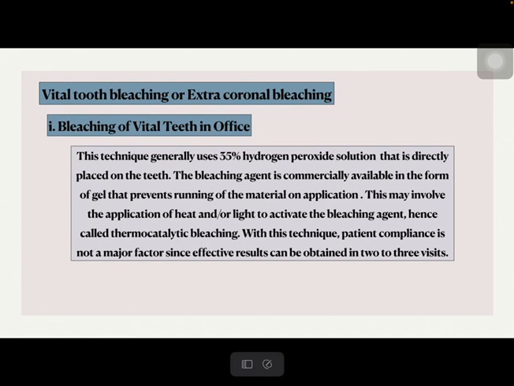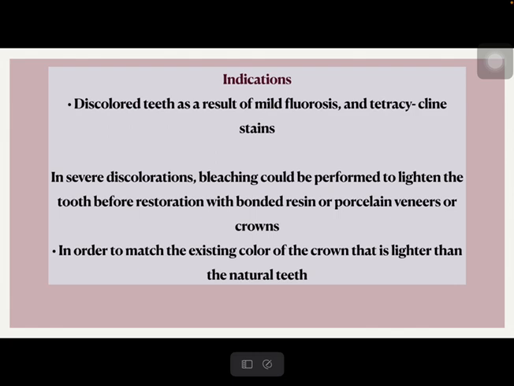With this technique, patient complaint is not a major factor because we can attain the results in 2 to 3 visits. So the indications for vital teeth bleaching at office are discolored tooth, severe discolorations before undergoing bonded resin restorations or porcelain veneers, and in order to match the existing color of the crown that is lighter than the natural teeth.